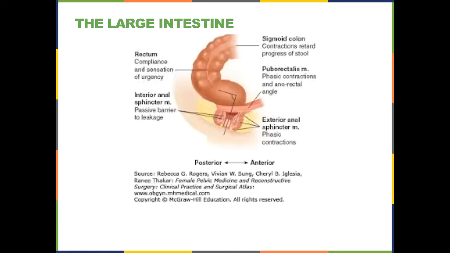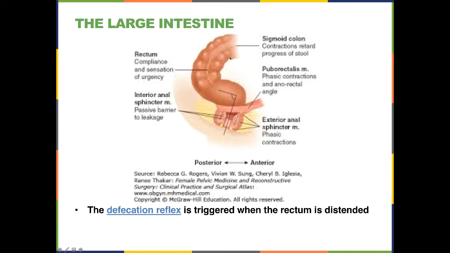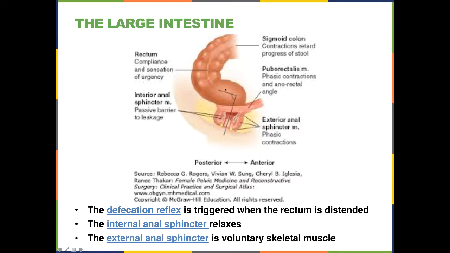Now, once the material is moved to the rectum, distension of the rectum causes what's known as the defecation reflex. This is triggered and tells the body that it's time to go. Now, the internal sphincter, which is right in this area, relaxes, but fortunately we have an external sphincter, which is voluntary, so we can hold it until we can get to an appropriate place to let things go.